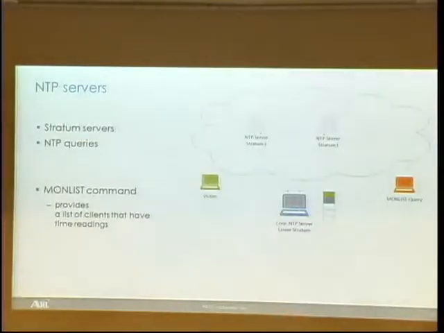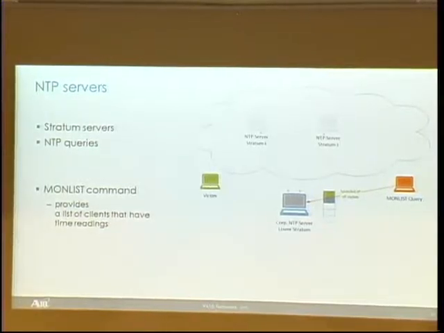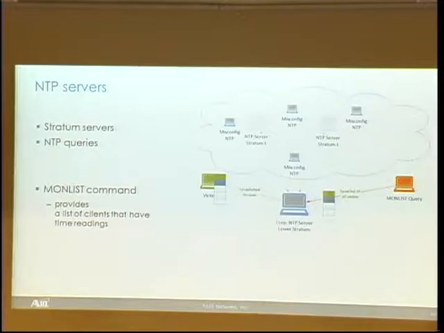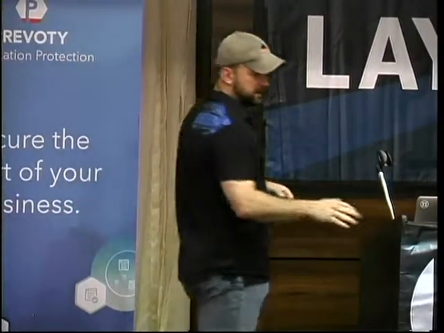Now, what will happen if it was a spoofed IP address, or the query came from a spoofed IP address? Well, the answer would go to the victim. Now, here we have only two IP addresses that have ever queried the NTP server, right? So the amplification is not that big. In the current implementation, the cache can be up to 600 entries. So 600 entries multiplied by 4 bytes for IPv4, that will be the reflection that comes back.